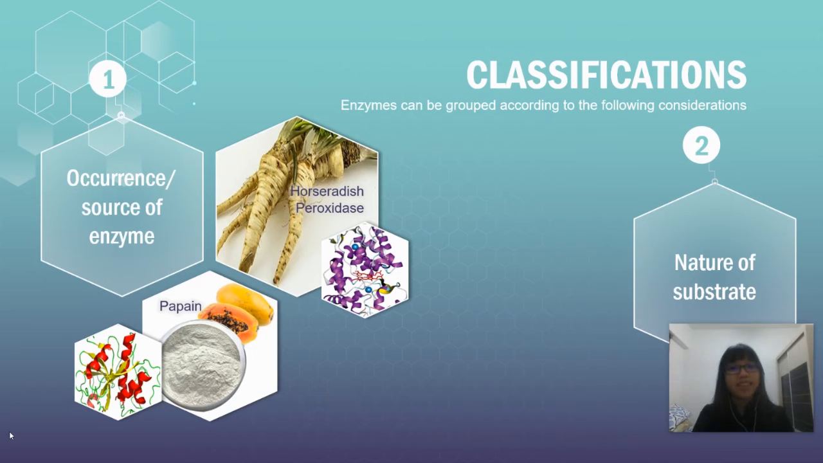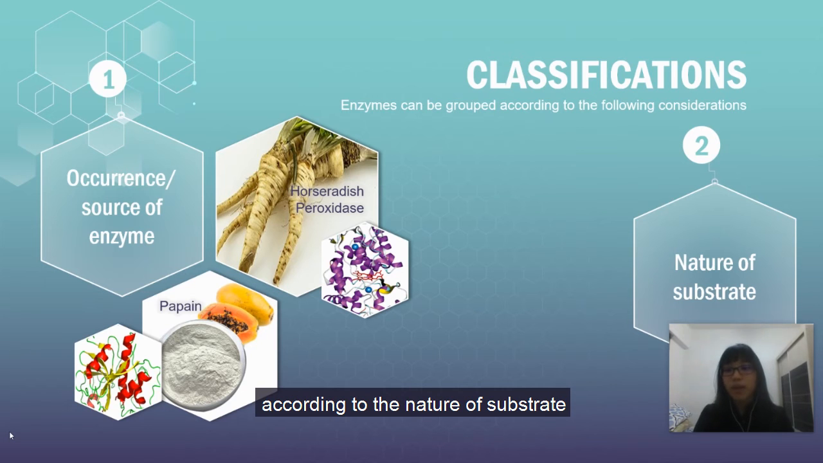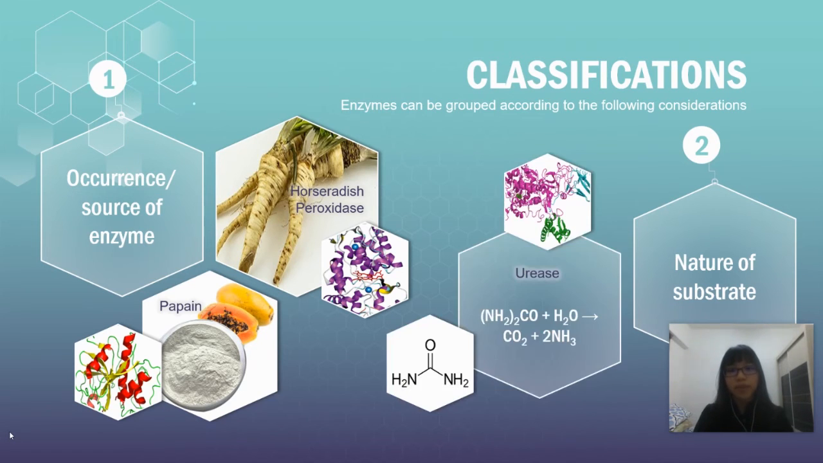On the other hand, the enzymes can also be classified according to the nature of substrate. For example, the enzyme urease catalyzes the conversion of urea into carbon dioxide.